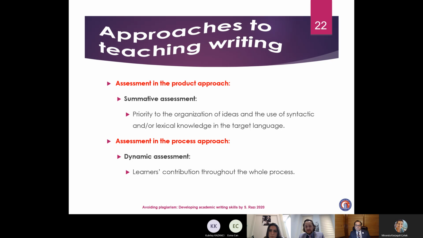What happens in the summative assessment? The priority is given to the organization of ideas, mainly considering the syntactic and lexical knowledge. So the priority is on sub-skills, grammar and vocabulary here in the target language. This time, we'd like to analyze and see what happens in the whole process.